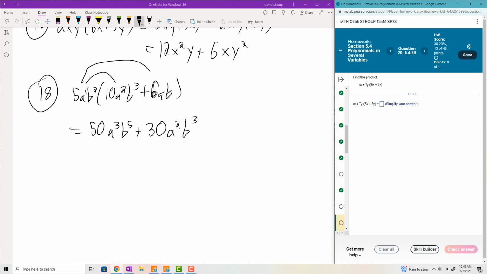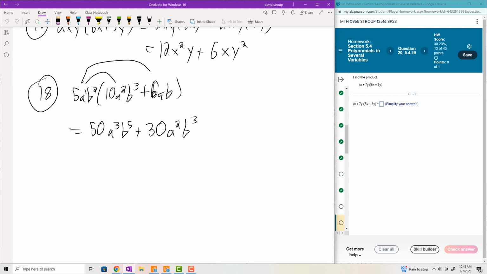More distribution. Okay, and now we're on to poly times poly. This is binomial times binomial. FOIL, right? But you could always think of it as kind of a double distribution. Those are equivalent. FOIL and doubly distributing is the same. So basically just poly times poly.